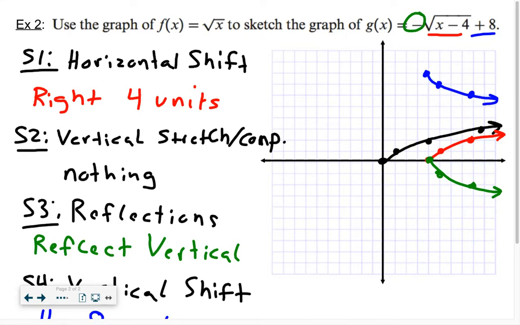So when you go to Desmos and you check your answer, you're going to see something like that. The order is the toughest thing to remember. It's horizontal, vertical stretch or compression, reflections, and then the vertical shift. HVRV, I guess. Whatever that means.